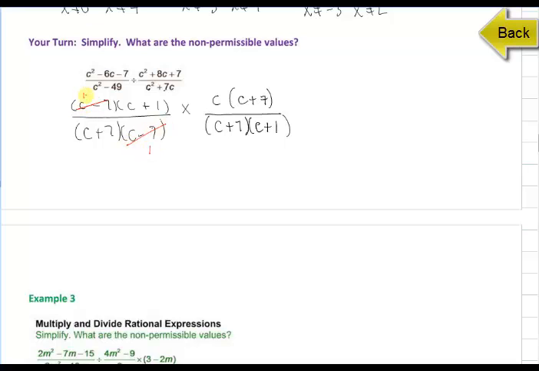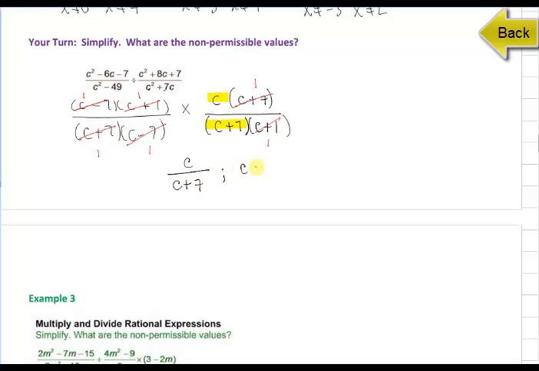So we can reduce our c minus 7s, our c plus 7s, and our c plus 1s. And we are left with a c in the numerator and a c plus 7 in the denominator. And so we get c over c plus 7.